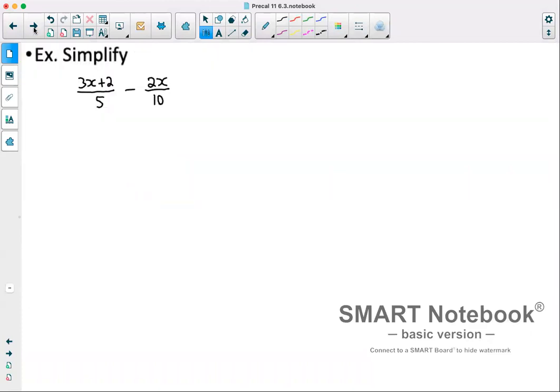So for example, simplify, we have (3x + 2)/5 minus 2x/10. So our common denominator for that would be 10. So I'd multiply this first term by 2/2. So I'll have to multiply both terms in the numerator by the 2. So that's (6x + 4)/10 minus 2x/10. We have the same denominator, so now we can combine like terms in our numerator.